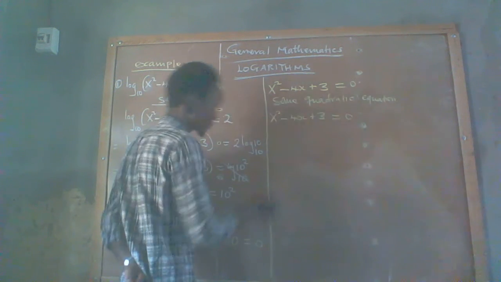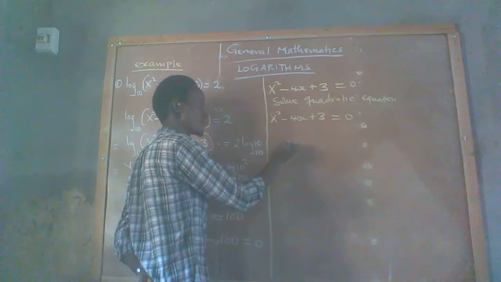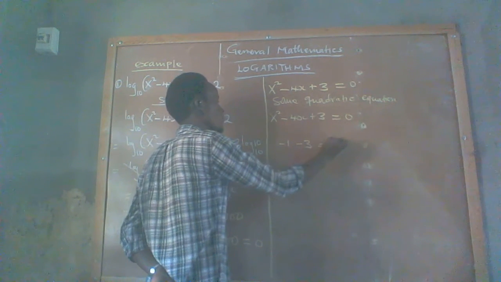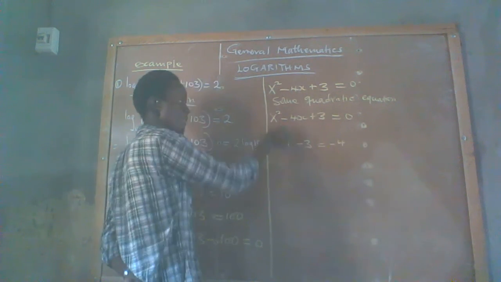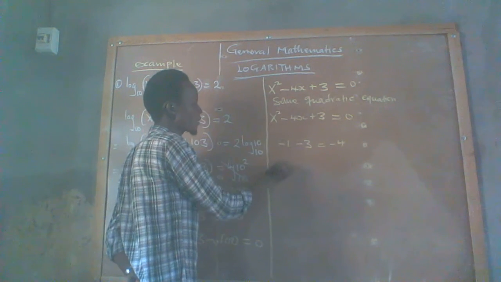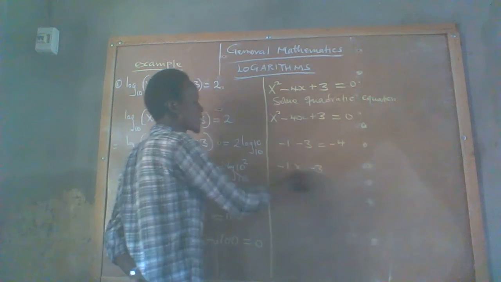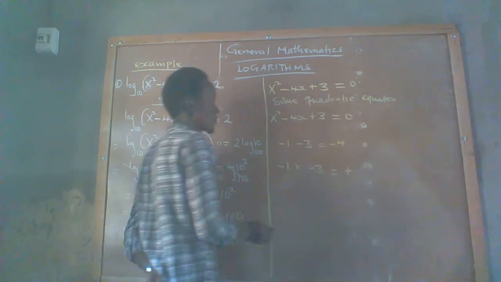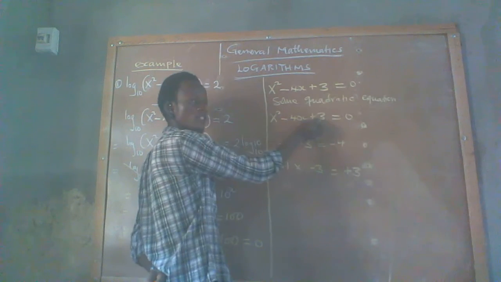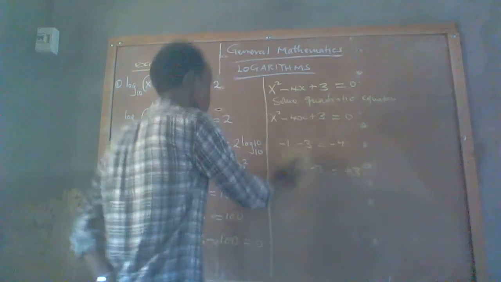Very simple and straightforward: when we say minus 1, minus 3, it's supposed to be minus 4. So automatically we have minus 4. Then the same thing, when we say minus 1 times negative 3, minus times minus is supposed to be plus. Then 1 times 3 is just 3. So we have plus 3. So these are the factors. Okay? So let's proceed further.